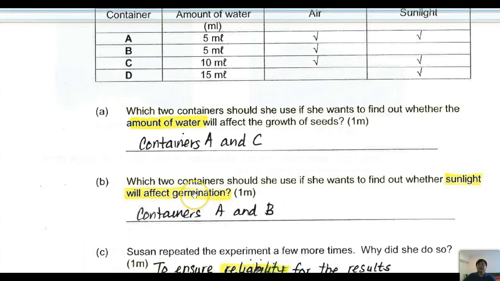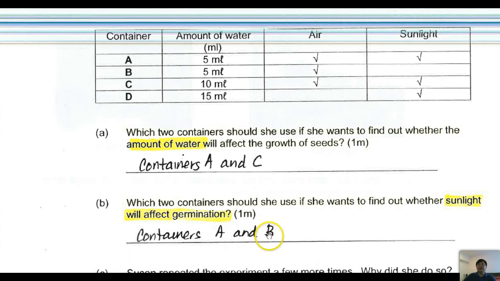affect germination? Now this means that one container must have sunlight and the other do not have sunlight, and the other condition must be the same. Okay, now A and B, they were chosen because A, the amount of water, A is 5 ml, B is 5 ml. Now we're talking about sunlight, alright? So A and B are same 5, presence of air, and one of them has sunlight and one of them does not have sunlight. Okay, so container A and B are used to find out whether sunlight will affect germination.